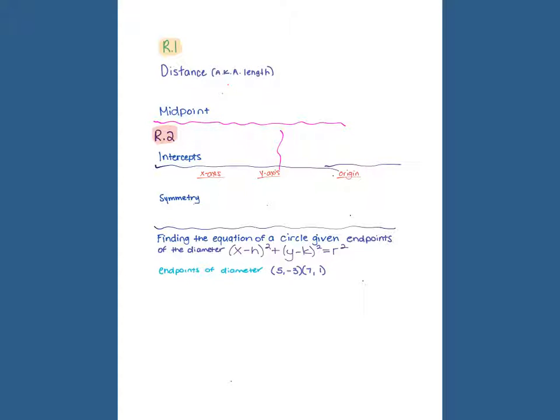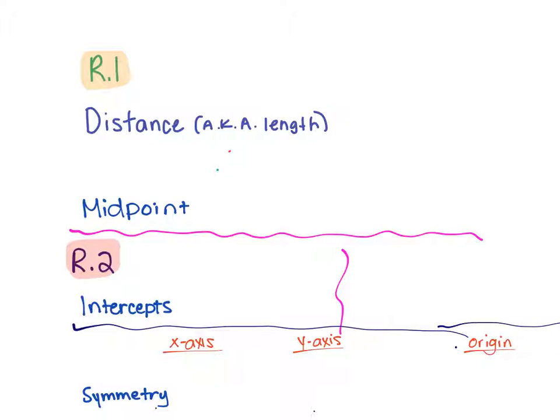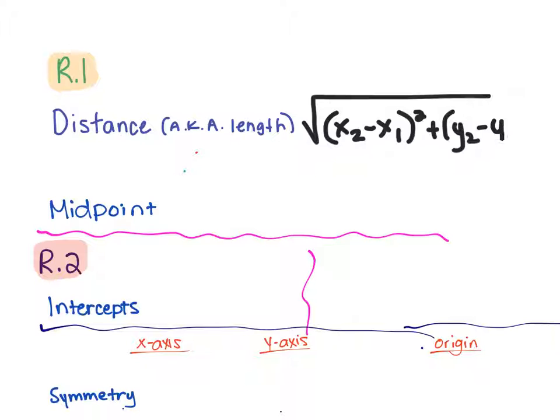So we start with a lot of the stuff that was on your quiz, right? All the stuff that was on your quiz. R1 started with distance and the midpoint. These are both formulas you've got to know. So distance is the square root of (x2 minus x1) squared plus (y2 minus y1) squared. And this is how we find the distance between 2 points, and it's also referred to as the length of a segment connecting those 2 points.